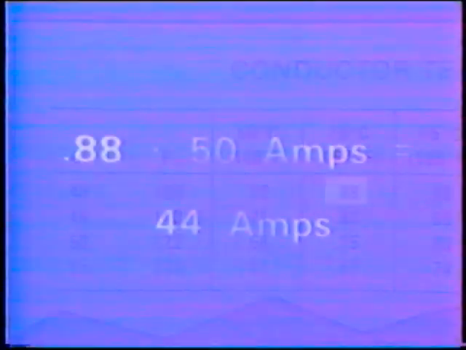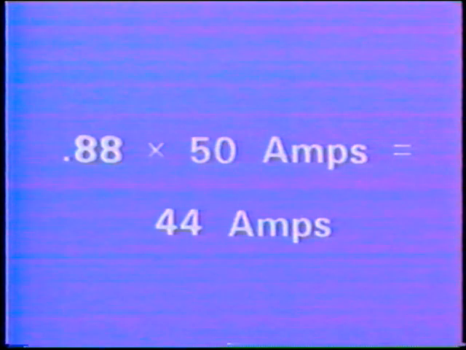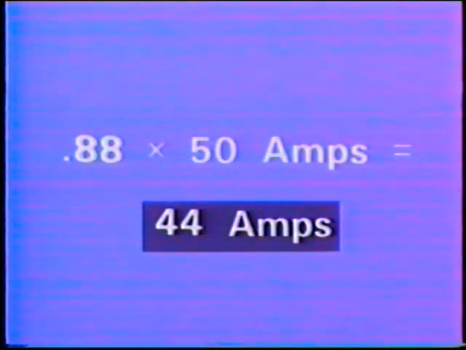We multiply 0.88 times 50 amps, and we see that with the upgraded insulation, a size 8 AWG can carry 44 amps in an actual ambient temperature of 100 degrees Fahrenheit. So this conductor could be used because its insulation allows it to function at a higher temperature. Now let's go back to the allowable ampacities chart again and see how increasing the size of the conductor affects its ampacity.